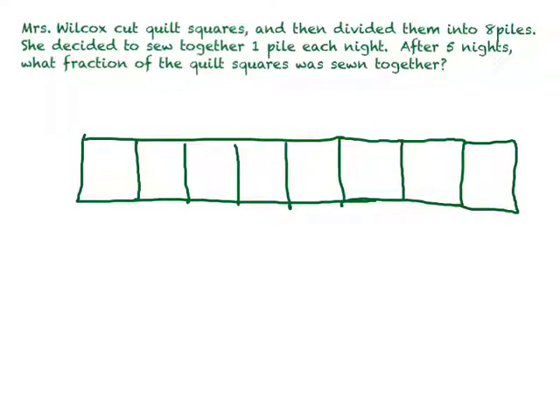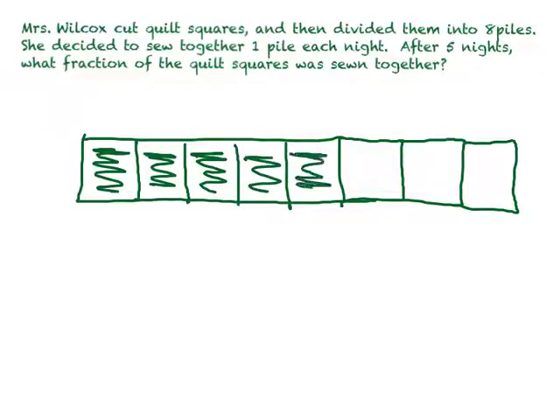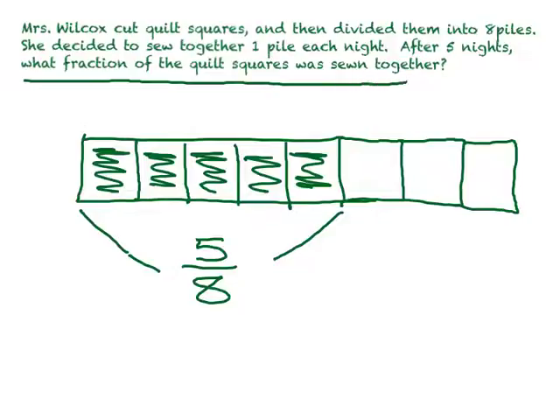So what we're going to look at is, here is 1 night, 2 nights, 3, 4, and 5 nights. So of the 8, we've used 5 of the 8 piles, and they have been sewn together. It says, what fraction of the quilt has been sewn? 5/8 of the quilt squares have been sewn together.